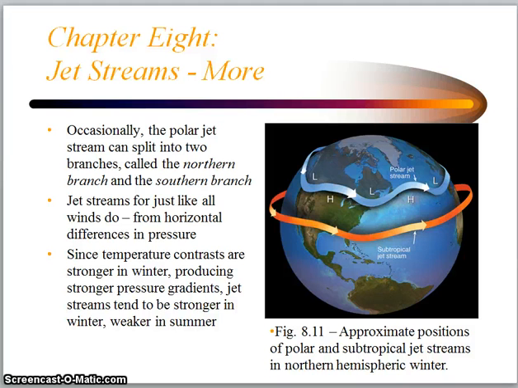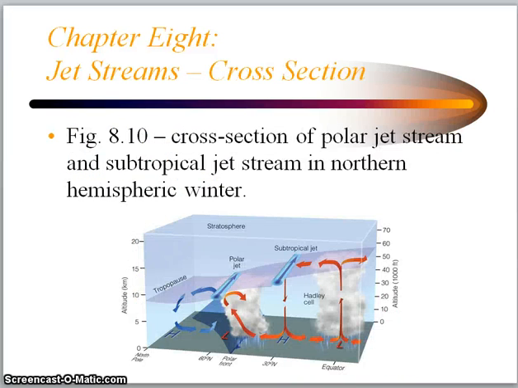Since the temperature contrasts are stronger in winter, that produces stronger pressure gradients. That means the jet streams tend to be stronger in winter and weaker in summer. The illustration, figure 8.11, shows the approximate positions in wintertime, northern hemispheric winter, of the subtropical and polar jet streams.